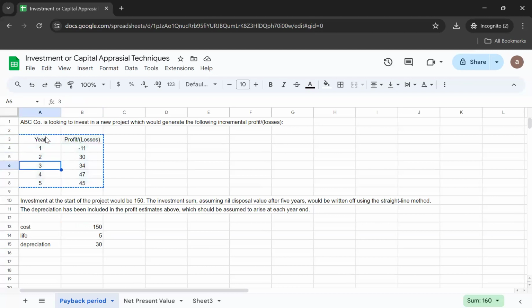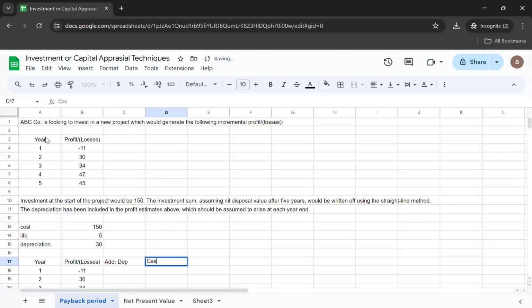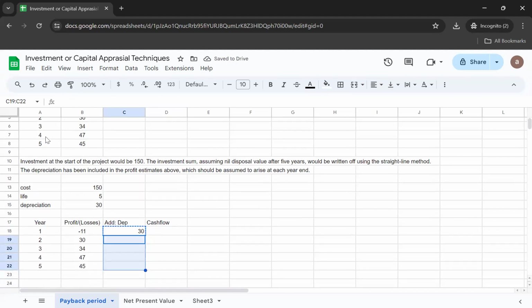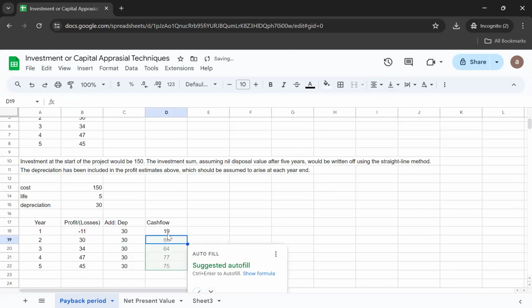Now we will take these numbers, copy paste them here, and add a column for depreciation, and then call another column cash flow. Depreciation is 30 for all 5 years. If you want the numbers centered, we can do that as well if that's more convenient to read. Now it's simple. We just need to add back the depreciation here.